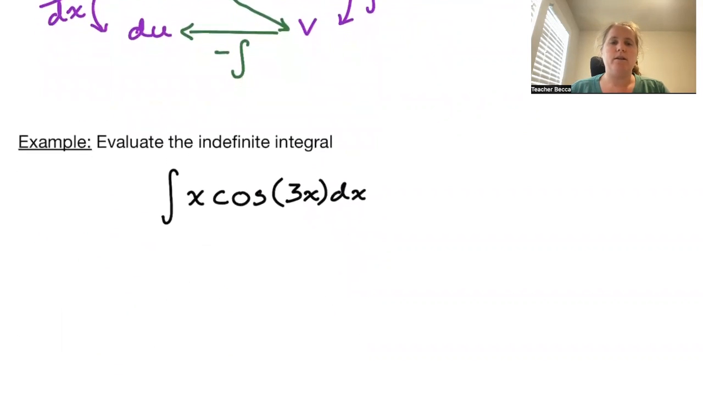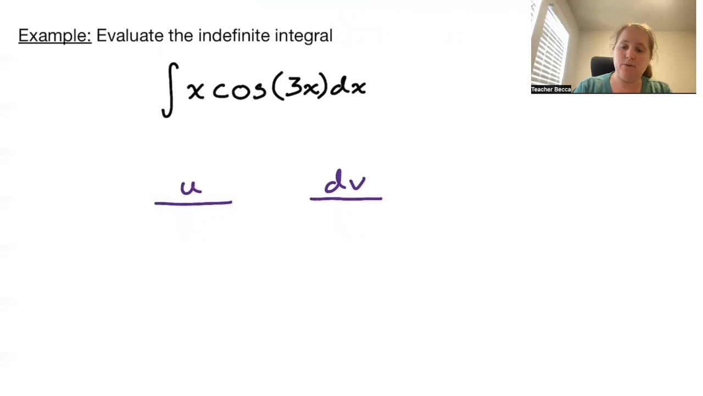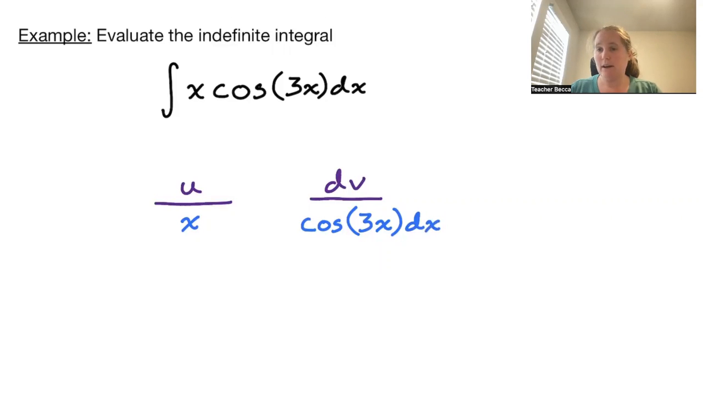So for example, let's go ahead and evaluate the indefinite integral, the integral of x times cosine of 3x dx. So in this case, we have our u and our dv. I personally would pick x as my u. And I would pick cosine of 3x as my dv. Sorry, that's supposed to be an x under the u. You can write the dx if you want to show the dv. I usually get lazy and stop writing those dx's.